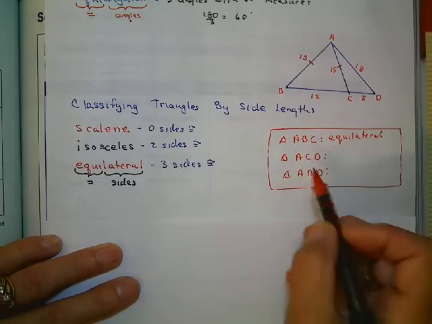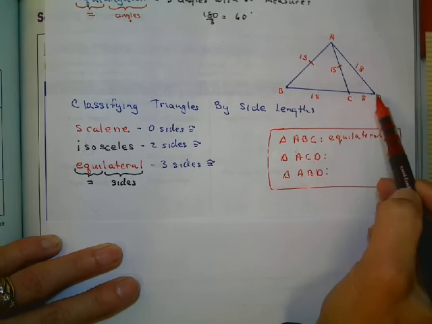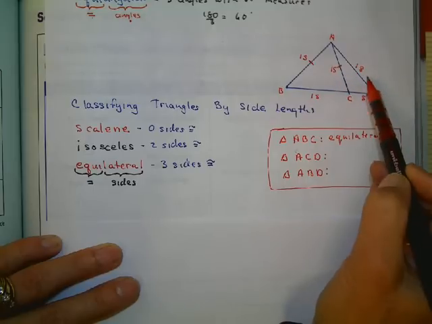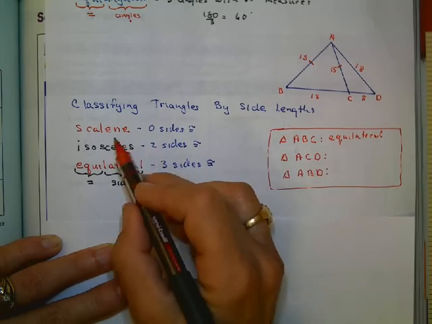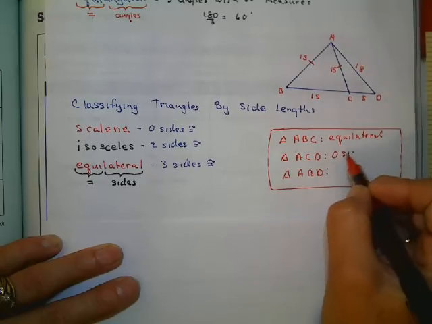Now I'm going to look at triangle ACD. A to C to D. This one right here. And one side is 15, and one is 5, and one is 18. None are the same. So we're going to call that a scalene triangle with 0 sides congruent. Scalene.